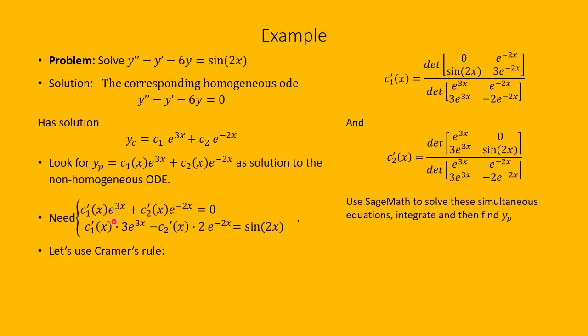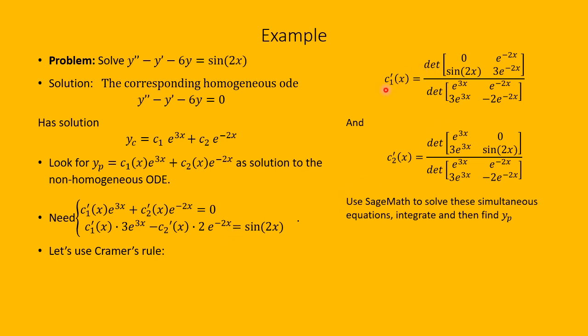F1 prime, the derivative of e to the 3x, is 3e to the 3x. F2 prime, the derivative of e to the minus 2x, is minus 2e to the minus 2x. And so we get these two equations to solve. You probably know several ways of solving two equations and two unknowns. One way to do it is to use Cramer's rule.